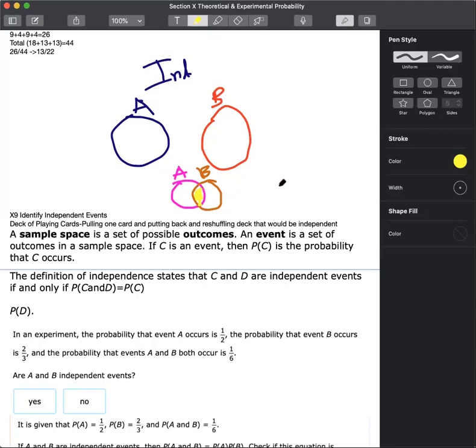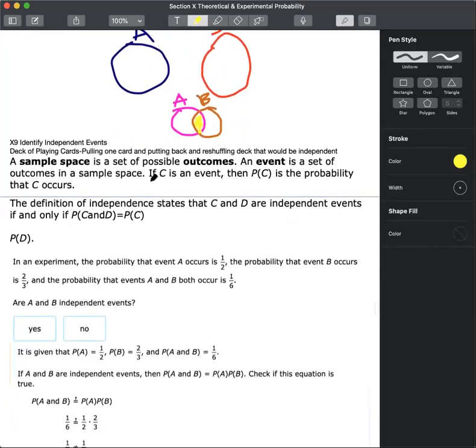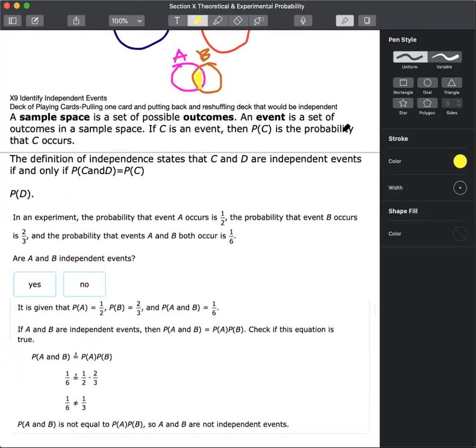So if you had 52 cards, you pull out one card and you do not put it back, then it's going to be dependent, because you basically have 51 cards left. So that's going to be a dependent event. All right, sample space is a set of possible outcomes. An event is a set of possible outcomes in a sample space. So let's look at one of them.